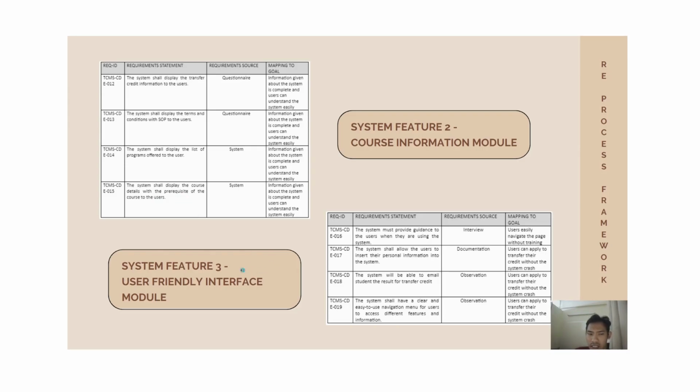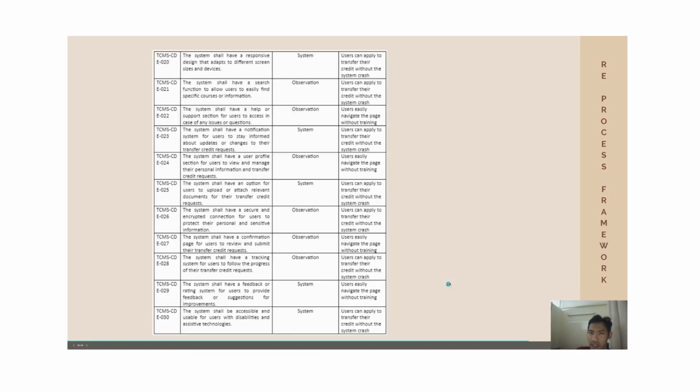And then next is the system feature. System feature 3 is the user-friendly interface module. The system must provide guidance when they are using the system. The system shall allow the user to insert personal information. The system shall send the result of the transfer credit approval to the student using email. And then lastly, the system shall have a clear and easy to use navigation menu for users to access different features and information.